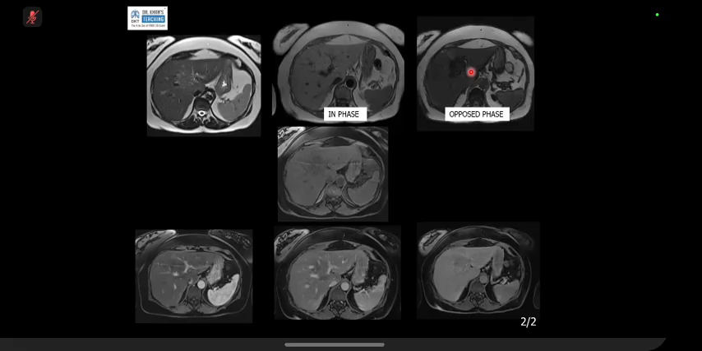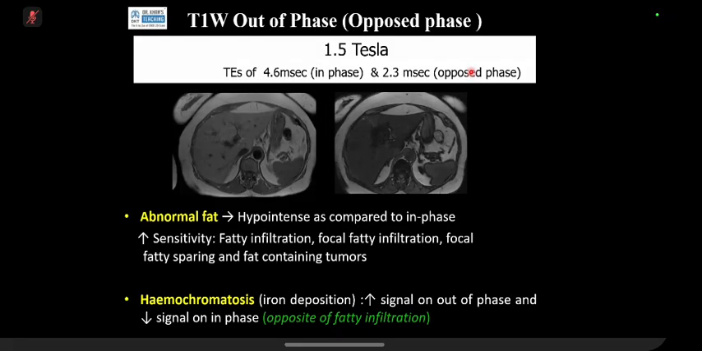So please remember these words: focal fatty infiltration versus fat spared area. So there is diffuse infiltration, and in which there is an area which hasn't got fat. On ultrasound, the report will come, oh, there is a focal lesion. So you have to then diagnose it. So this is another example.